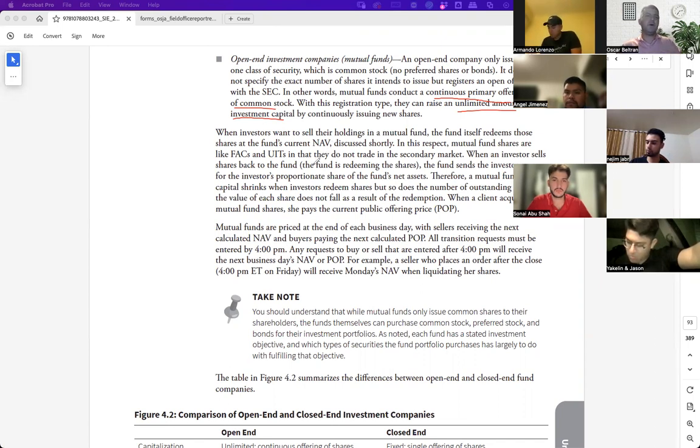So that's the main difference between open-end and closed-end. Open-end, they're going to keep on issuing shares each month, every day. Closed-end, whatever they issue in that fund, that's all they get. On the other hand, for open-end mutual funds, when you want to sell your shares, you sell them directly to the fund itself. That's the way you get that money. Okay, so that's open-end. Let's keep going.